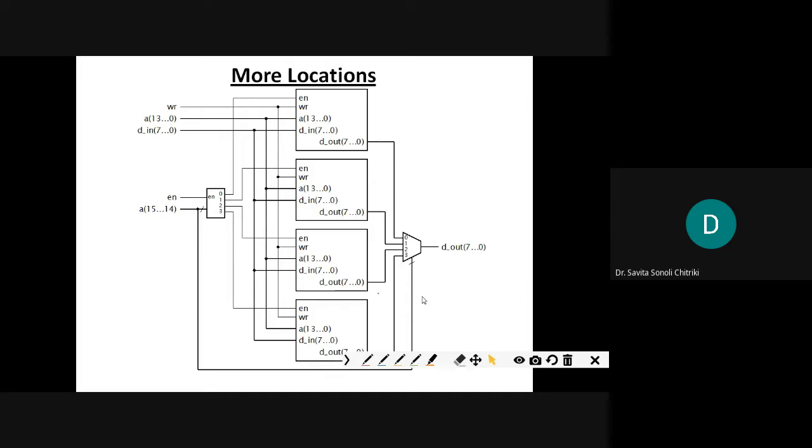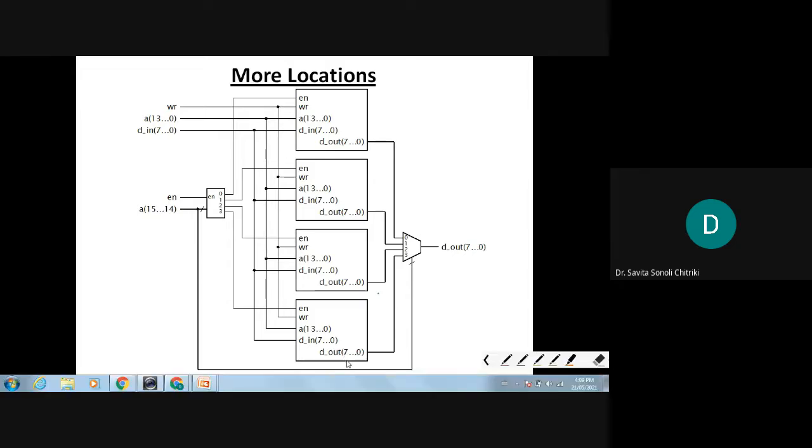Okay, so we'll stop here. What we'll do? One second.